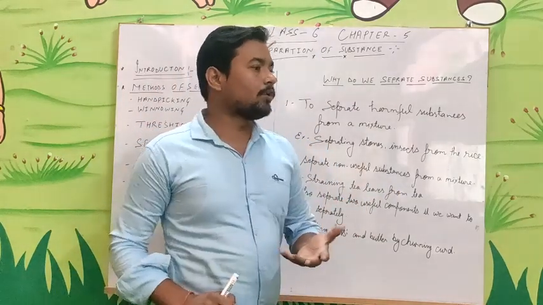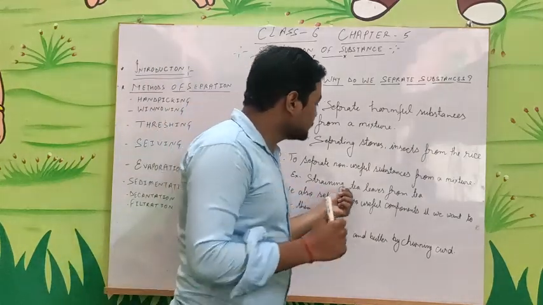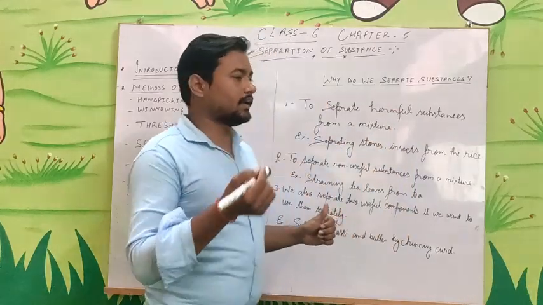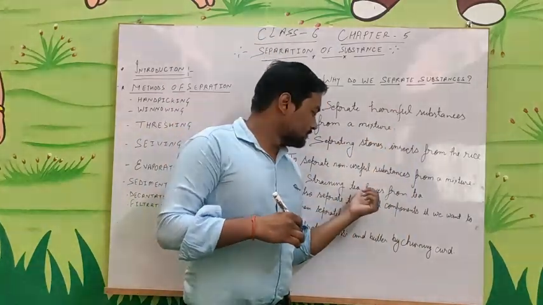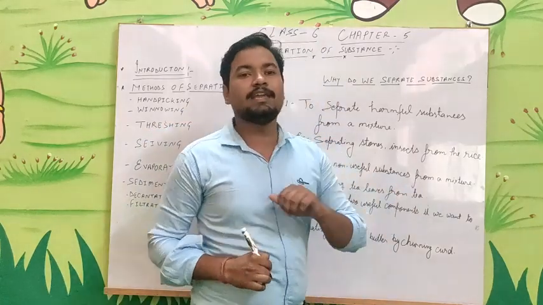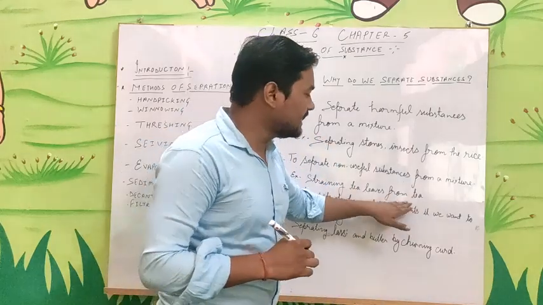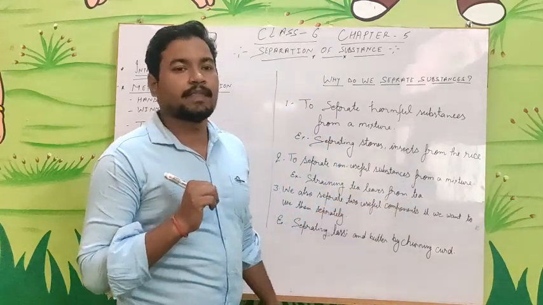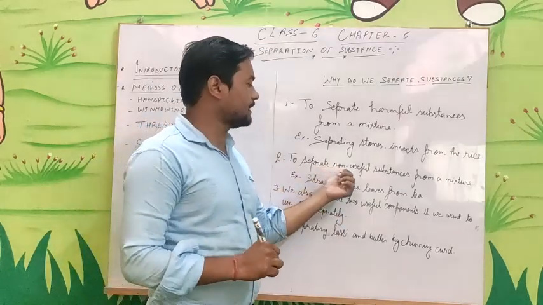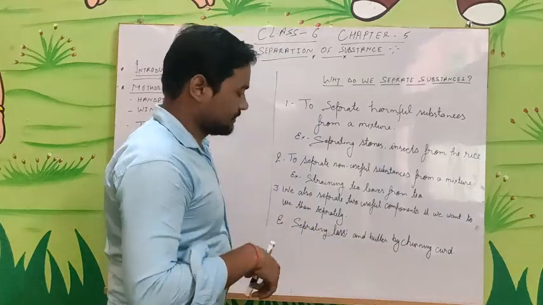Now, which type of non-useful substances? For example, removing tea leaves from tea, the example we took previously. Why? Tea is useful for us, and the tea leaves are not. So we separate substances to remove non-useful substances from a mixture.